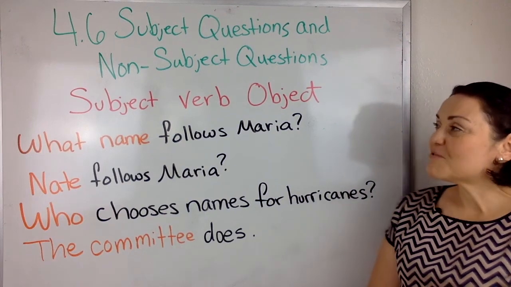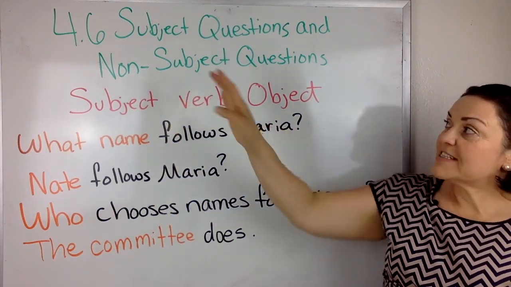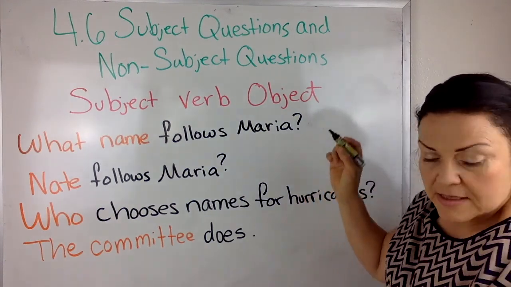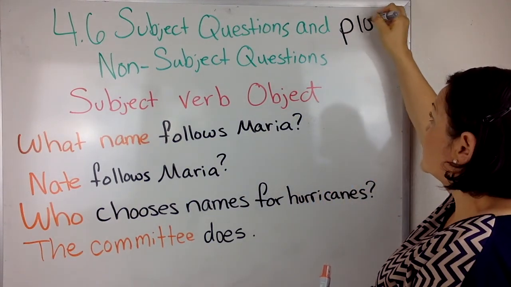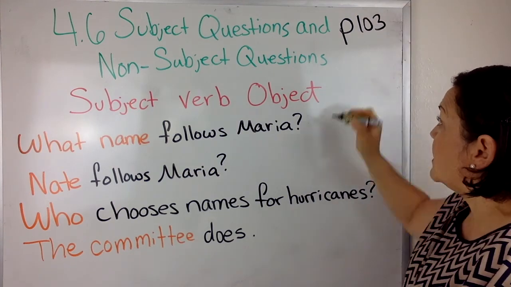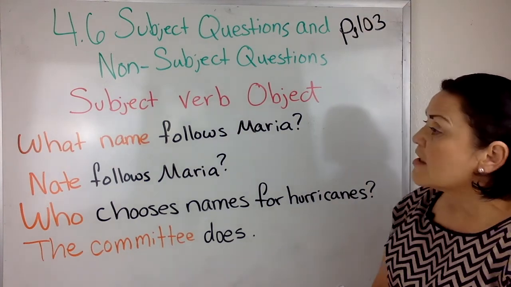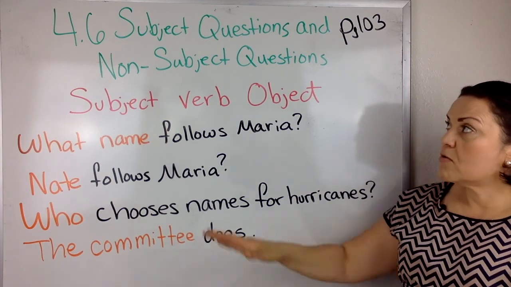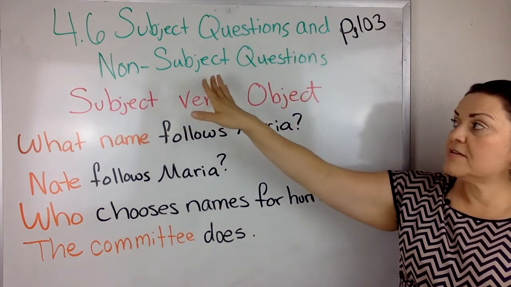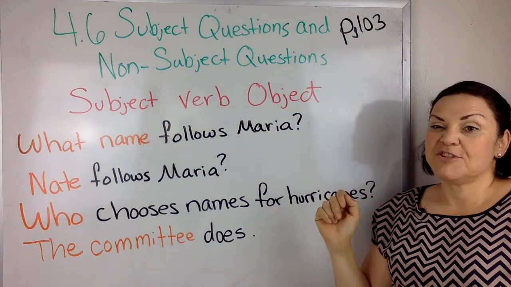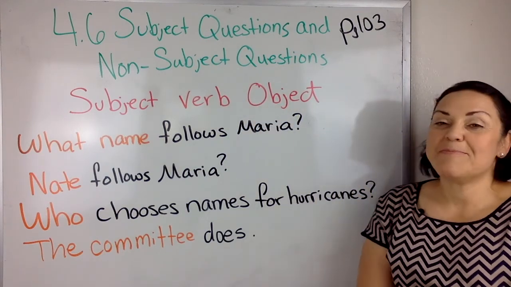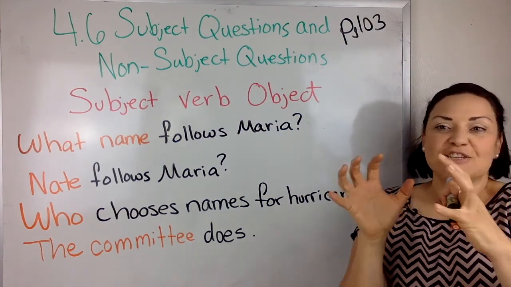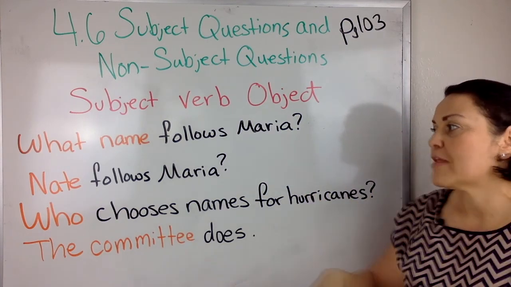All right, class, we're on 4.6, subject questions and non-subject questions. This is page 103. I'm going to explain how subject questions and non-subject, which is the object, questions are made. So I'm going to point out the biggest thing to look for when we do this, okay?